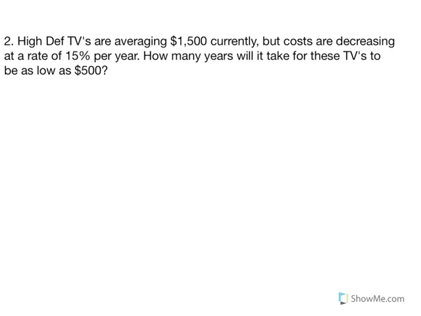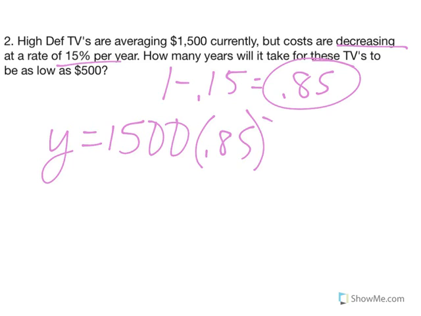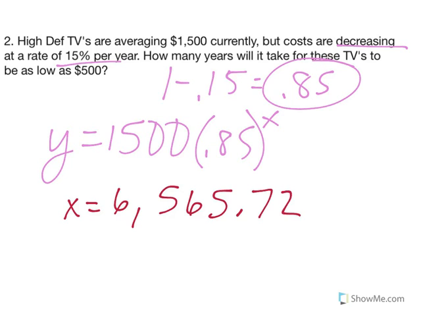So I'm going to start by saying I know that they're decreasing at 15% a year. So 1 minus 0.15 gives me 0.85. There's my decay factor. So my model is I start with 1,500, I've got 0.85, and I'm raised to the x power. So now I can plug values in and see what we've got. So if I plug in, let's say x is 6, well, after 6 years, the value of the TV would be $565.72, I think, if I can read my handwriting.